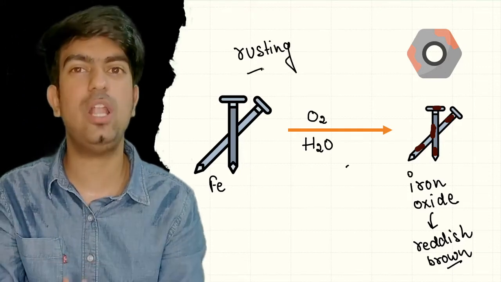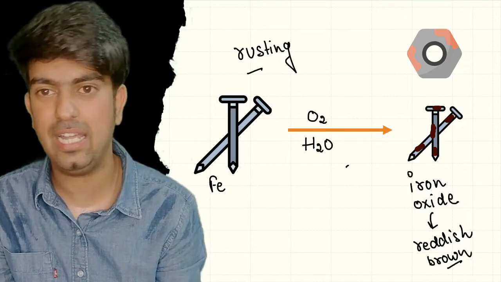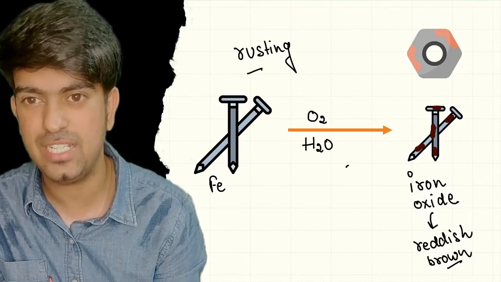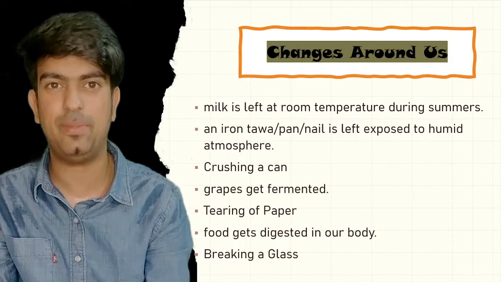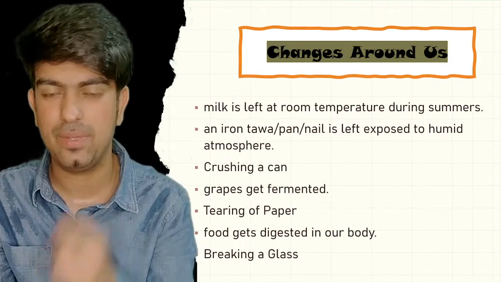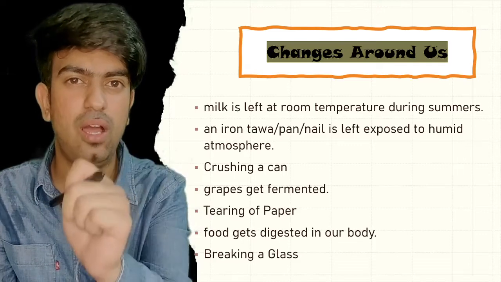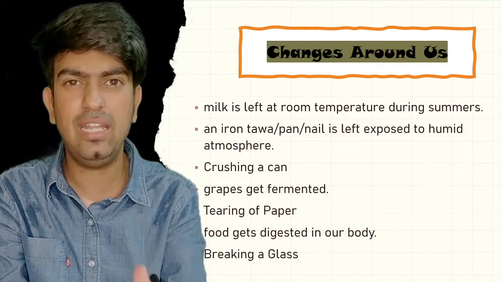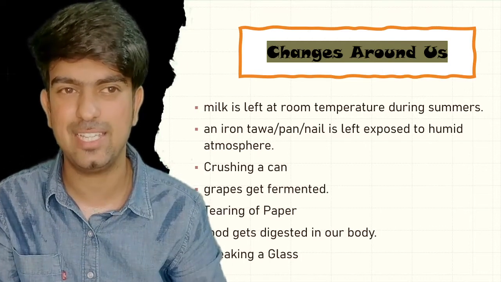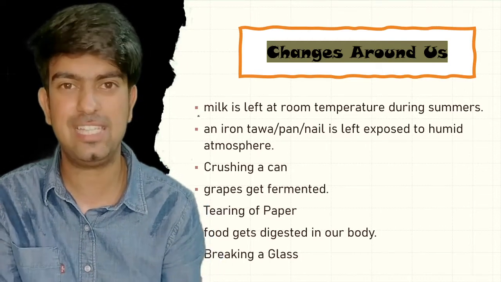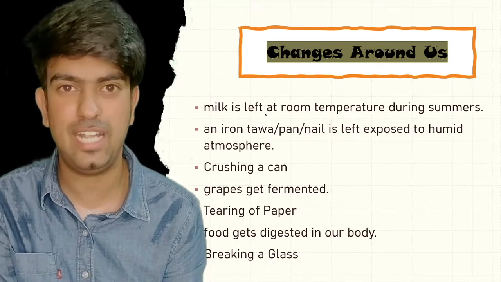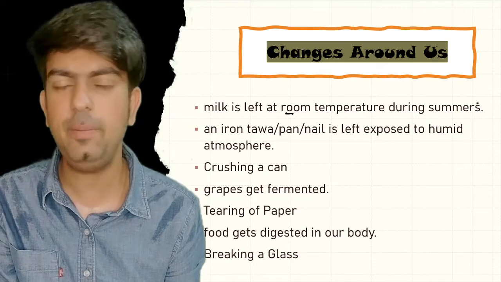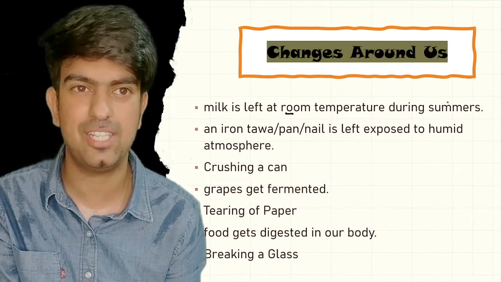So this was all about the physical and the chemical changes. Now we have a bunch of changes which we discussed before starting the chapter. Let's get back to it. And I would like you all to guess whether they are chemical changes or physical changes. Okay everyone, so let's start. If I talk about the first one, that is milk is left at room temperature during summers, will it be a physical change or a chemical change?